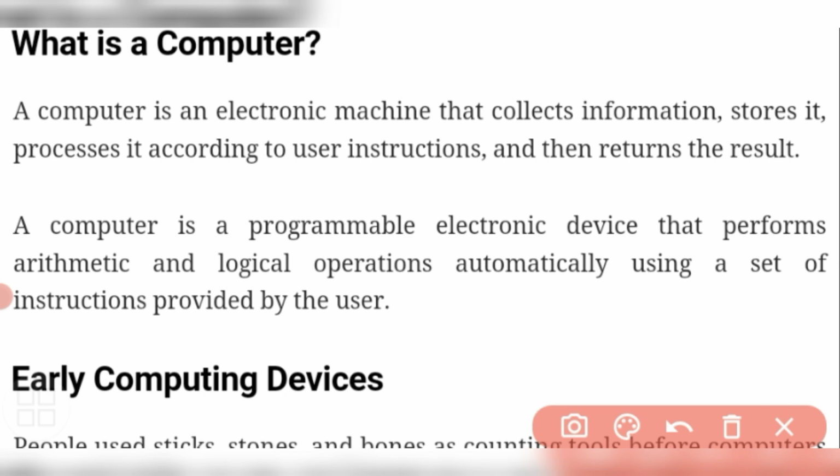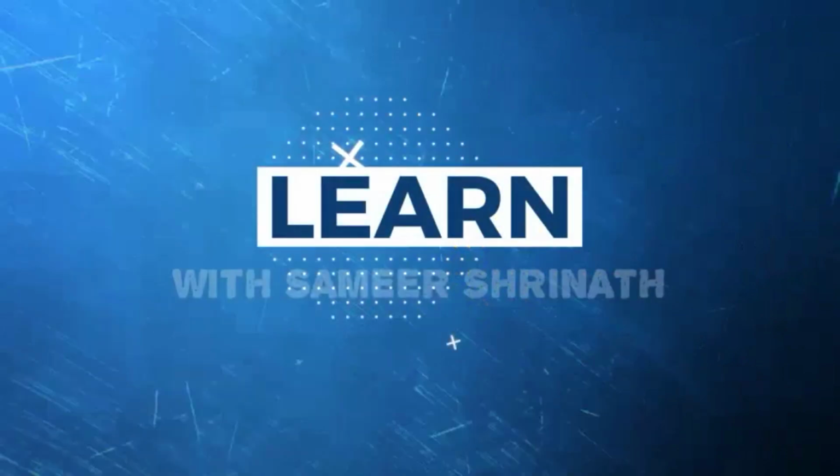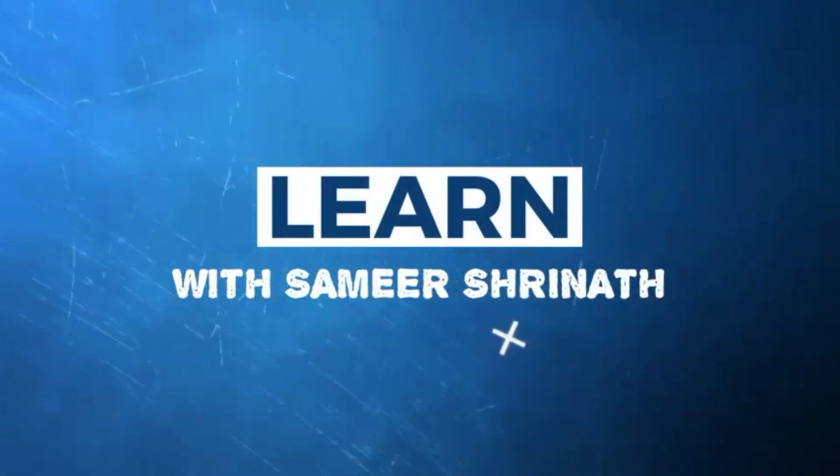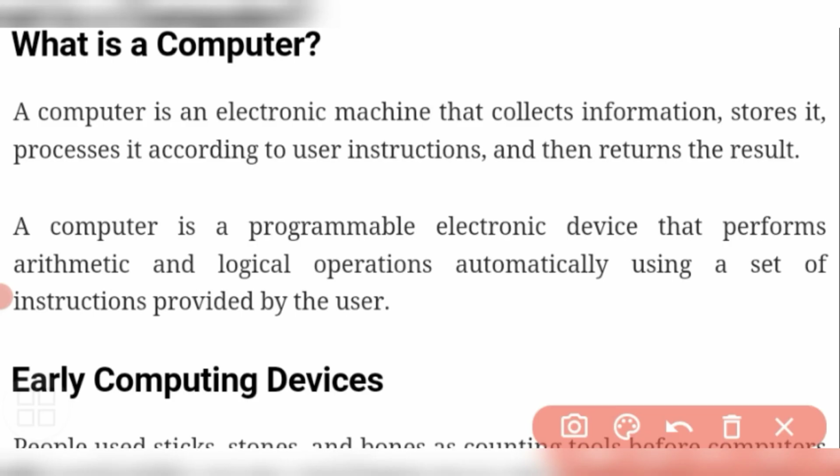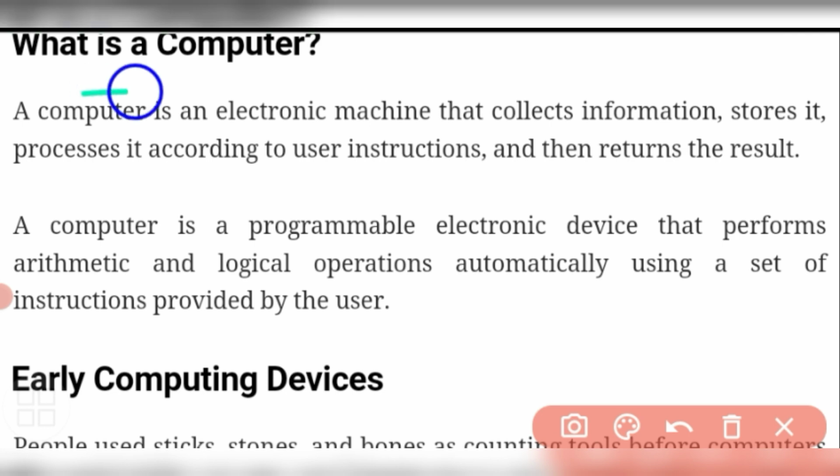We are just going to learn some basics about computers. What is basically a computer? So our first question is, what is a computer? A computer is an electronic machine that collects information. Basically, it is a kind of machine that collects information.